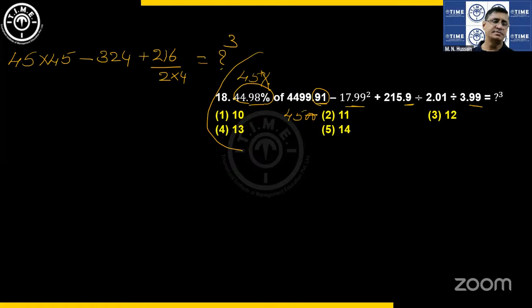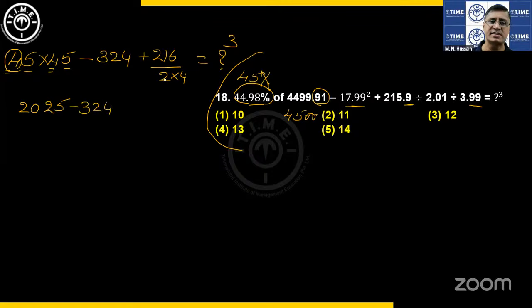On solving this, 45 into 45 means here the unit digit is 5 and the tens digit is the same. The number ends with 5, and the difference of these two numbers is 0. Then the last two positions we get 25. And multiply the 4 with 5, 4 into 5 is 20. That is 2025. Minus 324.